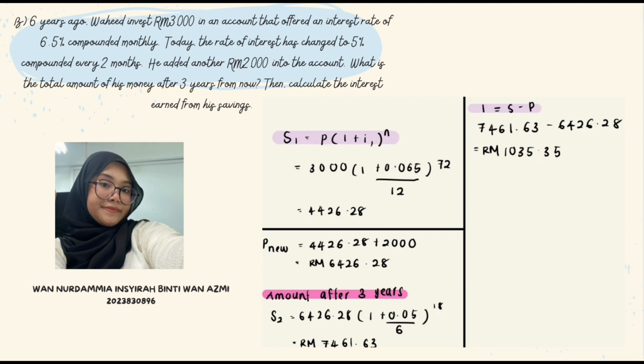The last one will be the interest. To find the interest, use the formula S minus P. So 7,461.63 minus 6,426.28. The answer will be 1,035.35. That's all from me.